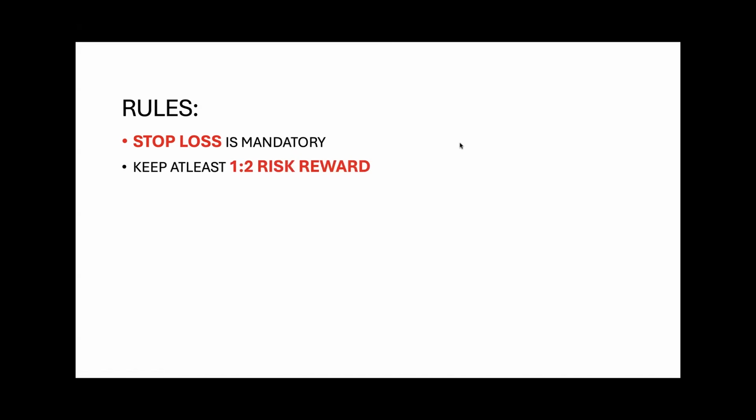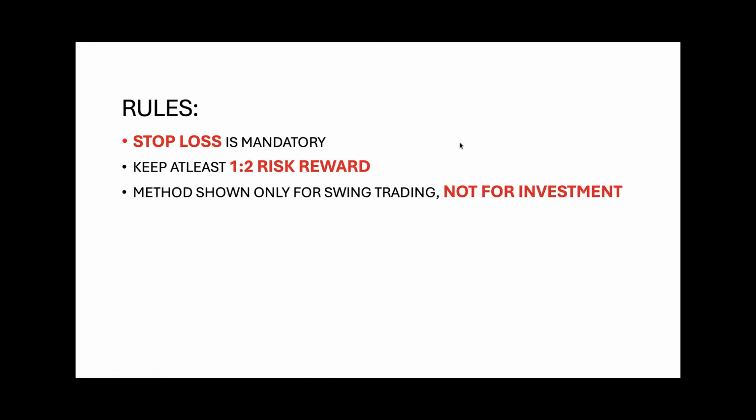Okay, now before we wind up this video, a few rules you should know. Stop loss is mandatory. This is not a holy grail; there is no holy grail in trading. Ensure that you keep the stop loss so that if the trade goes against your direction, you have an exit plan. Next, keep at least 1:2 risk reward. That means whatever you risk in every trade, keep your reward as double of that. Next one is important: the method I have shown is only for swing trading, not for investment.